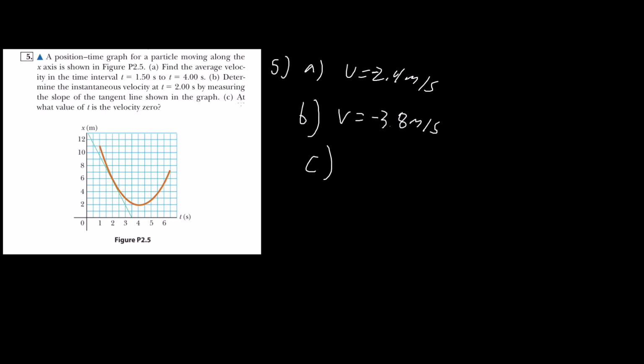At what value of t is the velocity 0? That implies when the change of position is 0, folks. What is the change of position? Well, isn't it right here when the slope is right at 0? So the time value is going to be at 4 seconds. And we're done.